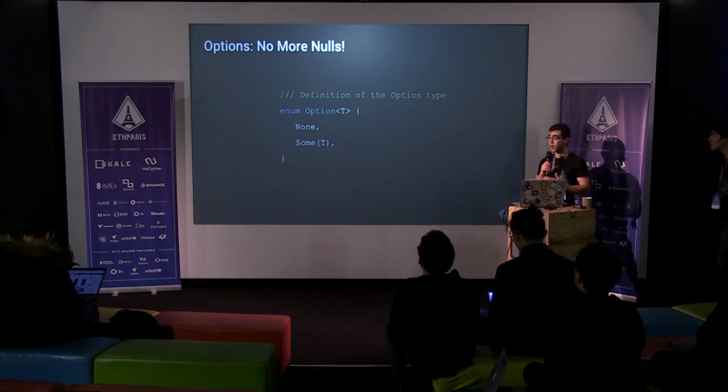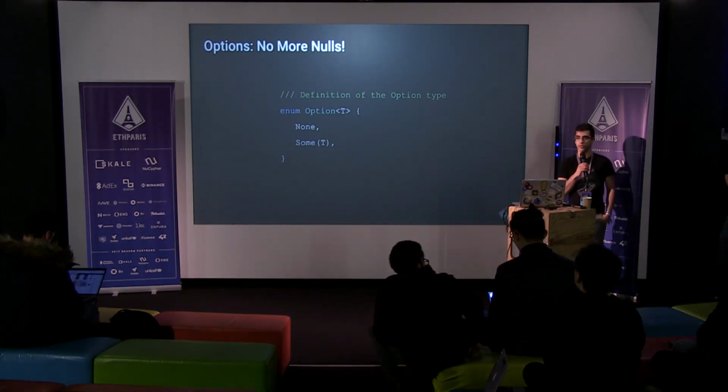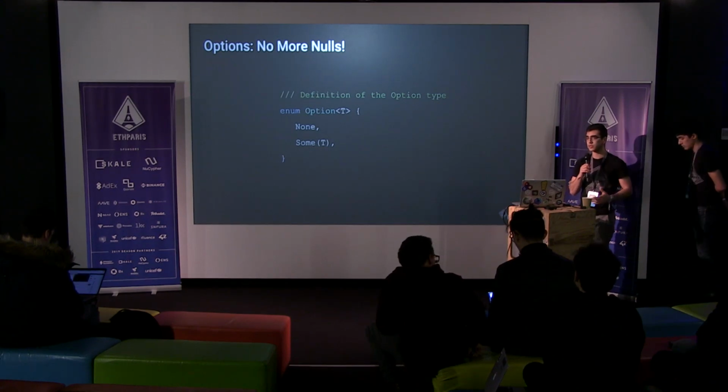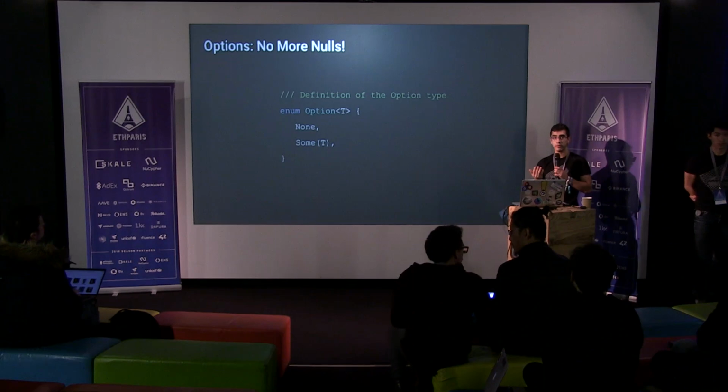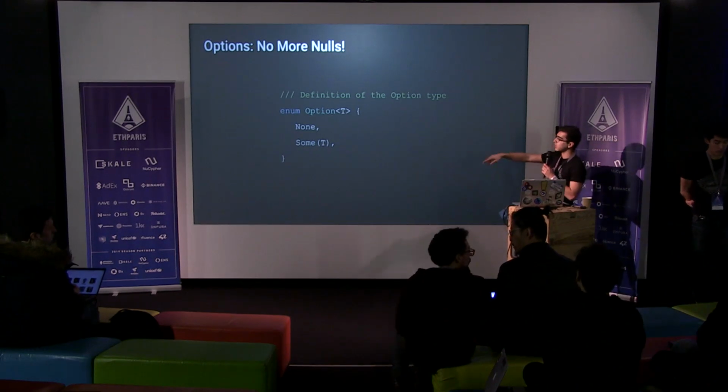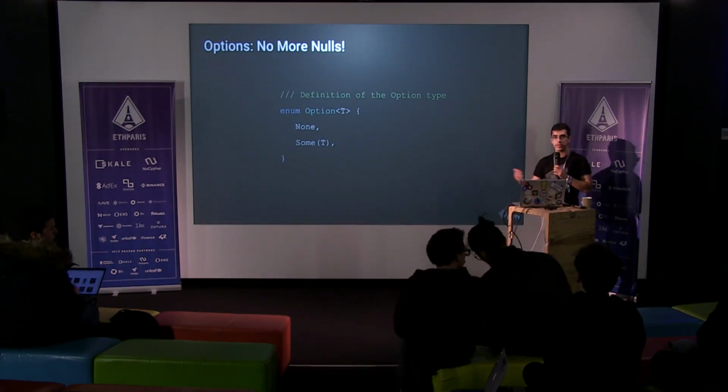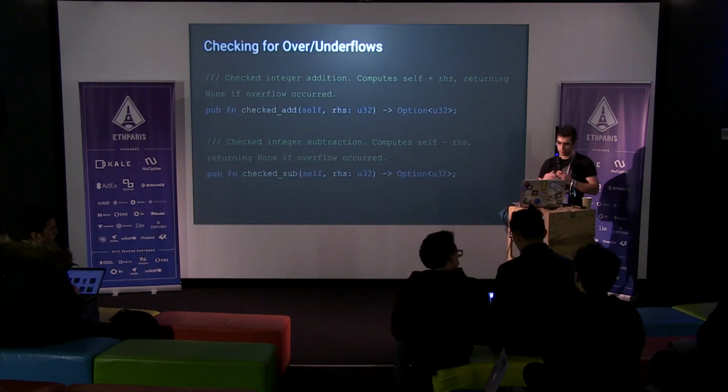Another thing, Options. In Rust, there's no such thing as null. Everything is typed. So we have this type called an Option, which either contains some value, so Some with a generic value T, or it contains nothing, so a None.